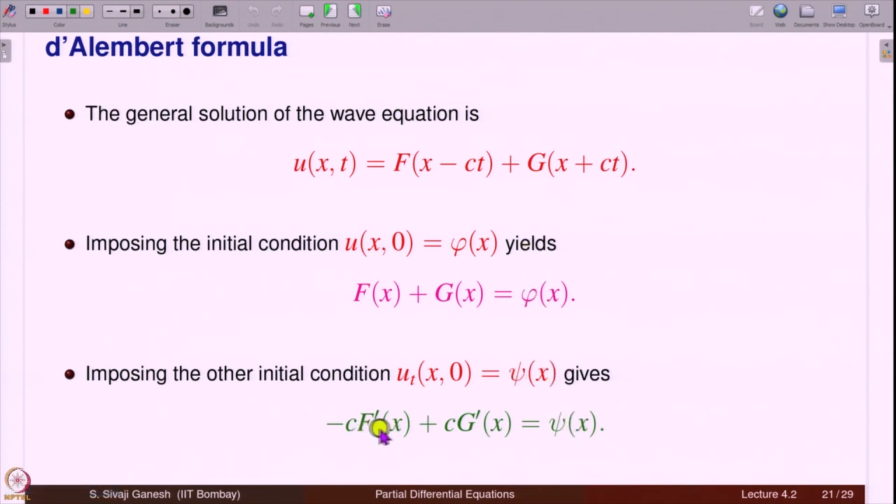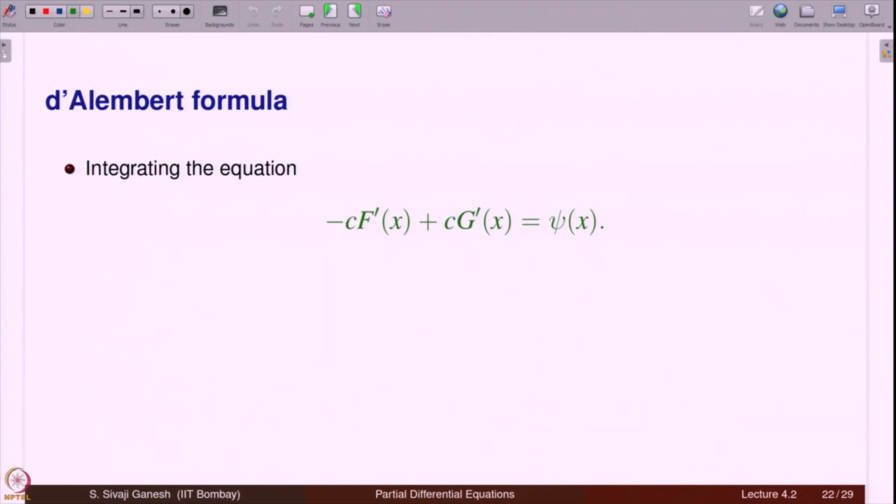So, we have two relations connecting f and g in terms of given phi and psi, but this equation has f prime and g prime. So, it is better to get rid of the derivative, and that is done by integrating. Integrate both sides of this equation, so that the left hand side becomes a combination of f and g, and here already I have one linear combination of f and g. So, we will get a system of two linear equations. From there we can determine f and g, that is the strategy.